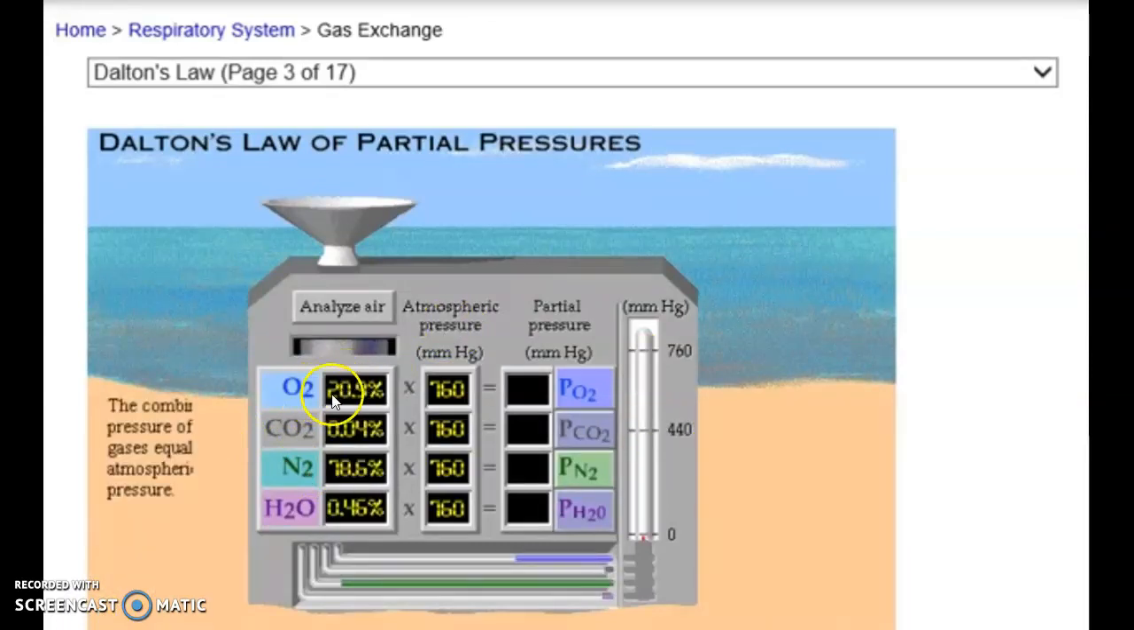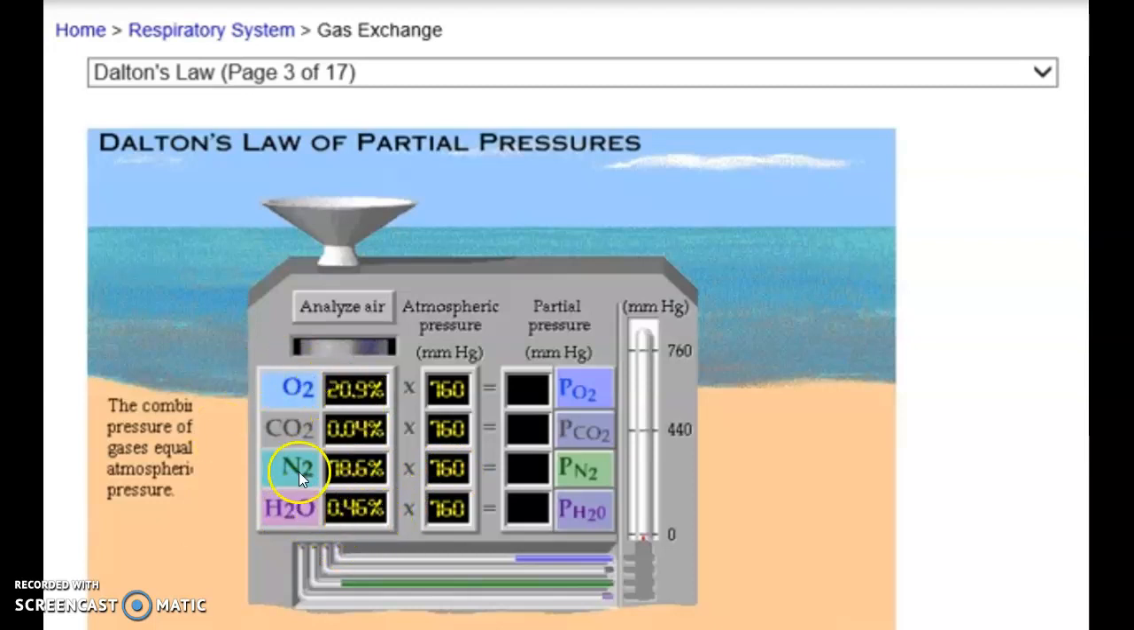Okay. So now we see that oxygen makes up 20.9% of the 760. Carbon dioxide, what we're inhaling, only makes up 0.04% of the 760, whereas nitrogen by far makes up more than 3/4 of the air that we're breathing in, 78.6%. And then the water that's in the air is only about 0.46.